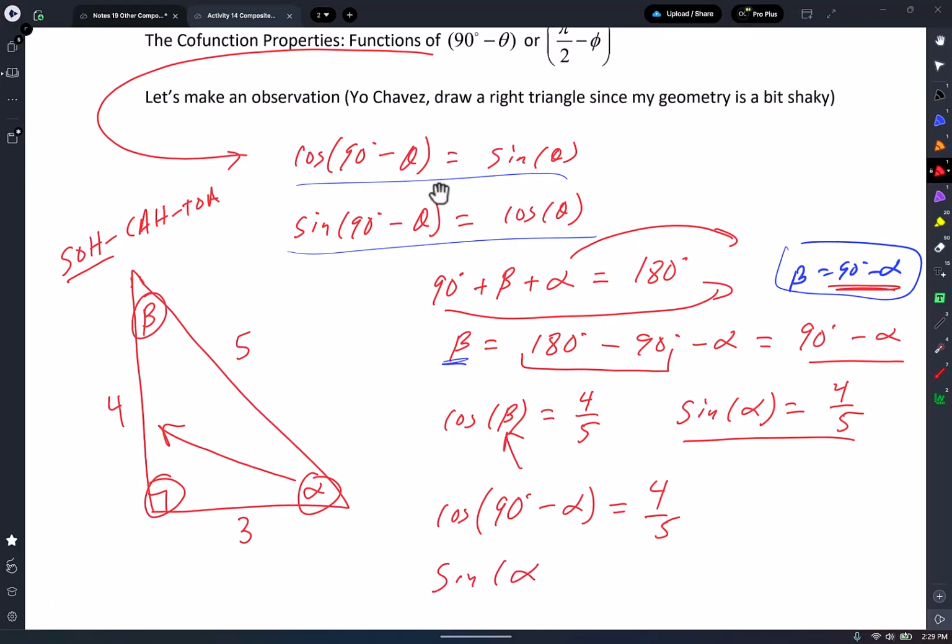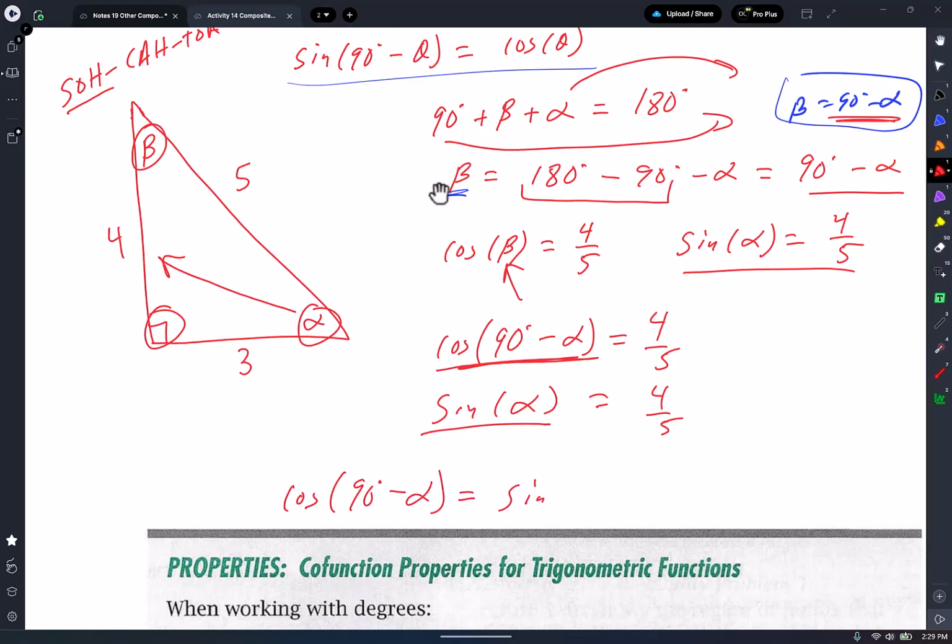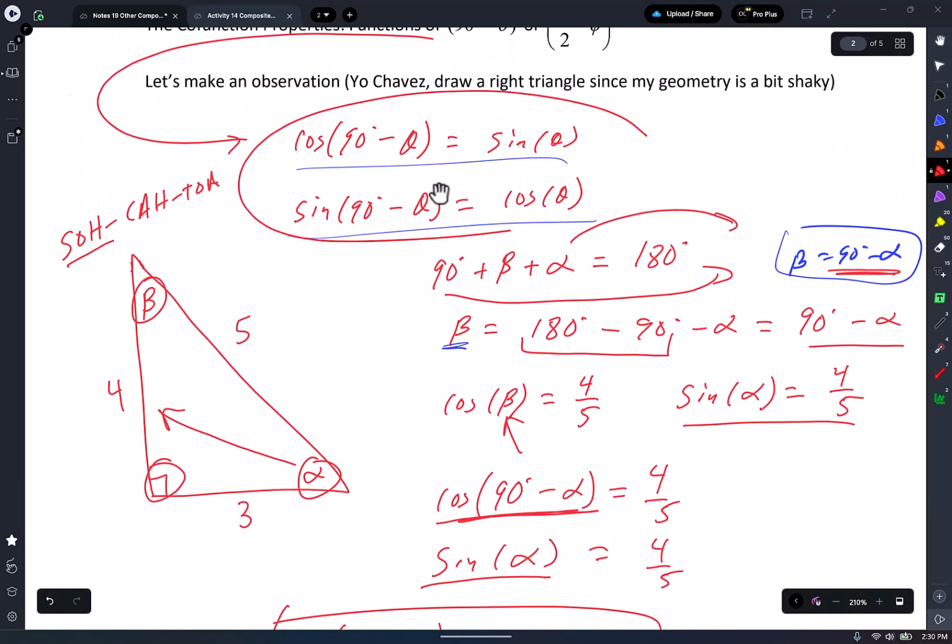Sine of alpha also equals 4/5. Are these two equivalent? Does cosine of 90 minus alpha equal sine of alpha? Look, we can write this statement: cosine of 90 minus alpha is the same as sine of alpha. You don't have to write equals, but if you did, you could say both of those equal 4/5. I'm just trying to prove this statement here, and you can go back and forth between alpha and beta.